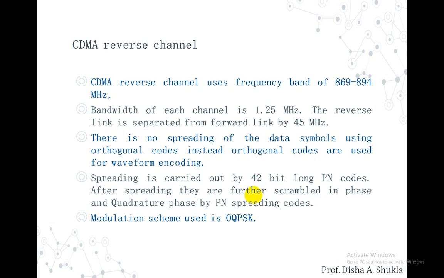There is no spreading of the data symbols using the orthogonal codes. Instead, the orthogonal codes are used for waveform encoding. That is, here the spreading is not done using the orthogonal codes; here the orthogonal codes are used for waveform encoding. The spreading is carried out by 42-bit long pseudo number codes. After spreading, they are further scrambled in the phase and quadrature phase by pseudo number spreading codes. The modulation scheme that is used is OQPSK, that is the offset quadrature phase shift keying.